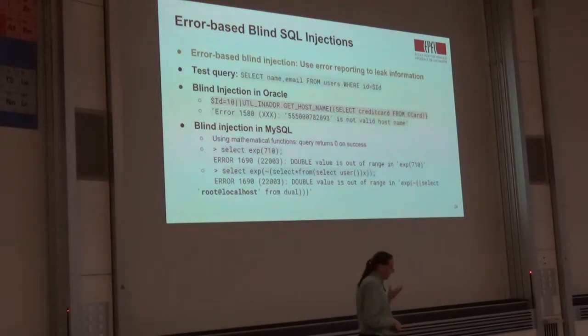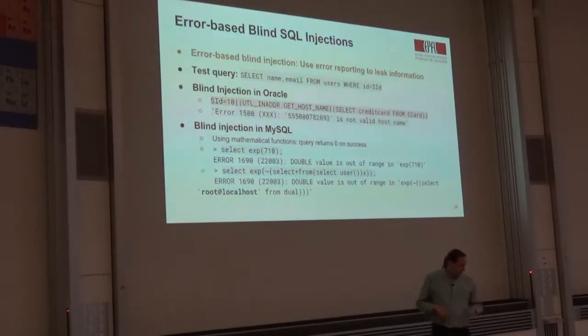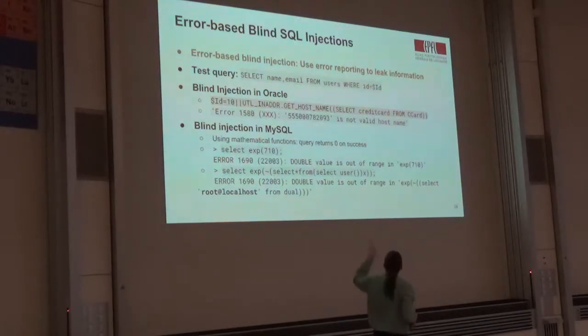Another approach that can be even faster is to use different back channels. For example, an error channel. Some database servers were found to allow you to SQL inject something like a host name lookup. So a call to util inaddr get host name, which is basically a SQL host name lookup function, as part of a query. So we're selecting a credit card number from a credit card database in this injected code, and then sending it to get host name.